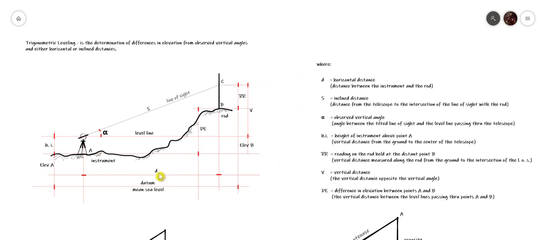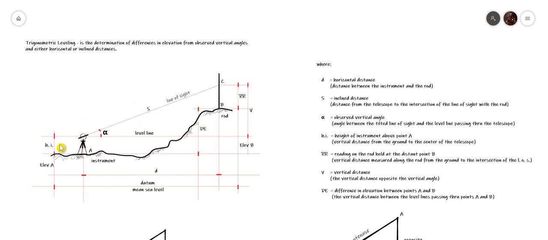D refers to the horizontal distance. It is the distance between the instrument and the rod. S refers to the inclined distance. It is the distance from the telescope to the intersection of the line of sight with the rod. Angle alpha refers to the observed vertical angle. It is the angle between the tilted line of sight and the level line passing through the telescope.